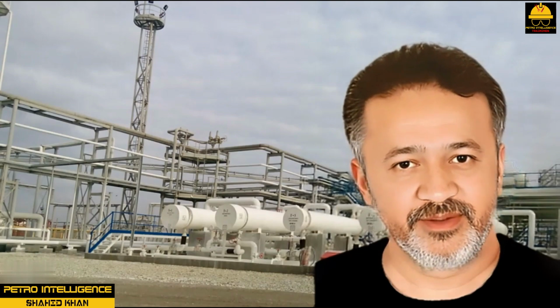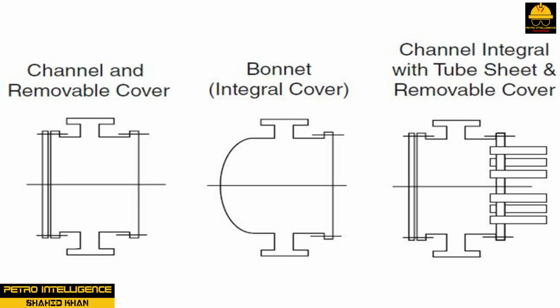Head. The heads, as shown in the picture, on a shell and tube heat exchanger can be classified as front-end or rear-end types. The front-end head has 5 primary designs. 1. Channel and removable cover. 2. Bonnet. 3. Channel integral with the tube sheet and removable cover, removable tube bundle. 4. Channel integral with the tube sheet and removable cover, fixed to shell. And 5. Special high-pressure closure.